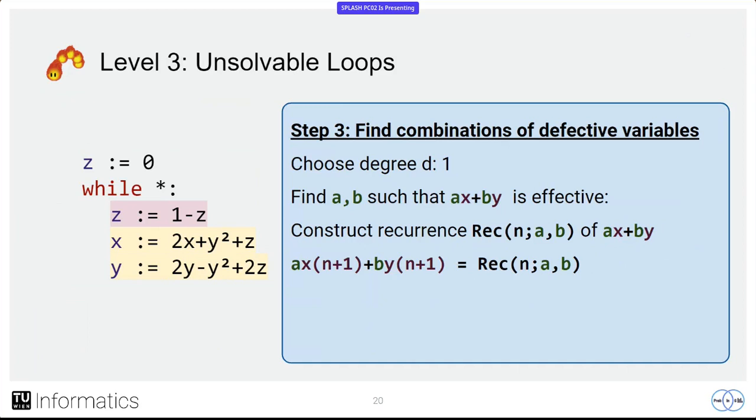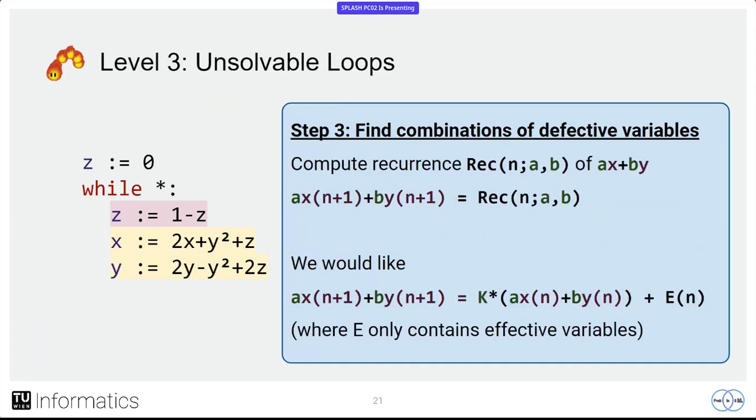And now we look at what we have. We can construct a recurrence for our combination ax plus by. We can construct a recurrence for every individual variable, so it's not a problem to construct a recurrence for the combination of them. This recurrence might not be linear, it might not be solvable, but we can write it down. And then we have a look at what we would like. I said that we want this combination to follow a linear recurrence, to have a closed form. So if you do the math, what you want is that our combination ax plus by in the next iteration is a multiple of itself in the current iteration, plus some other inhomogeneous part that is effective, that we can handle. So this is not a problem.